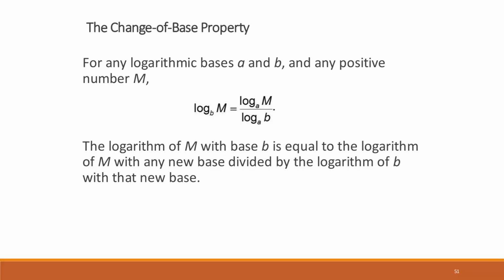So there is one more property that is really helpful, especially if you didn't have a calculator. It's called the change of base property. This is where you can change the base to make things easier to work with. So for any logarithmic bases a and b and any positive number m, you can write log base b of m as log base a of m over log base a of b.